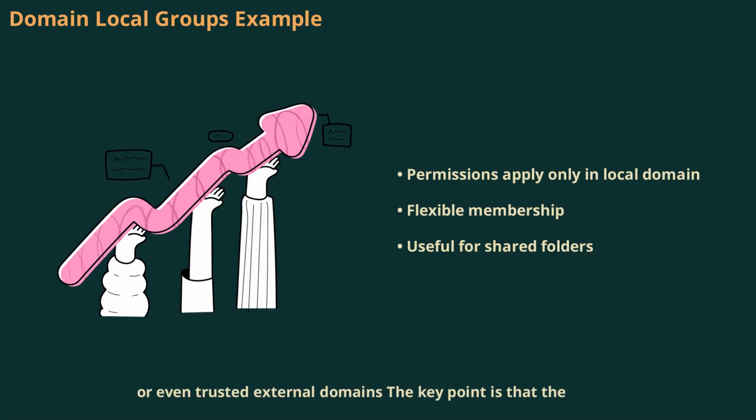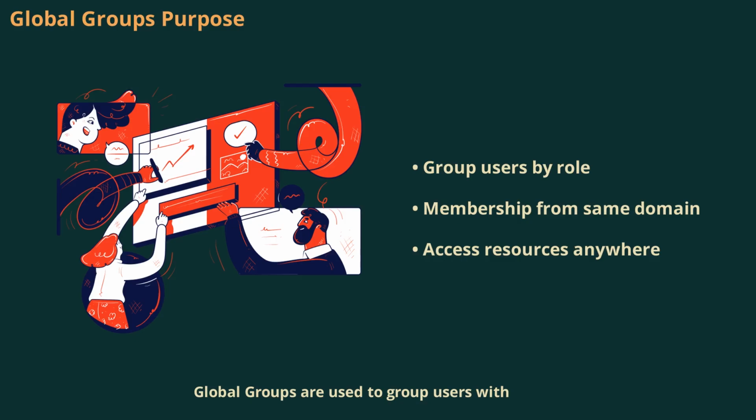The key point is that the permissions only apply to resources within domain A. Think of domain local groups as being local to their domain's resources, but open to members from anywhere. Global groups are used to group users with similar roles or functions within the same domain. Their membership can include users, computers, and other global groups, but only from the same domain. However, you can assign permissions to resources in any domain in the forest.